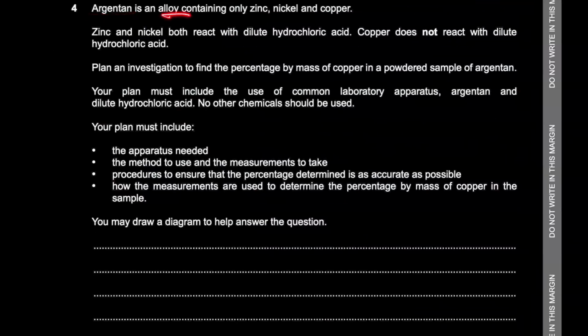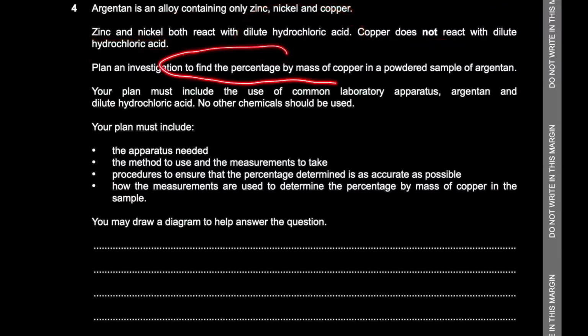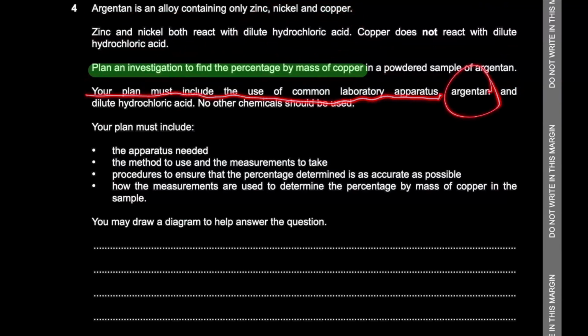Argentan is an alloy containing only zinc, nickel, and copper. Zinc and nickel both react with dilute hydrochloric acid. Copper does not react with dilute hydrochloric acid. Plan an investigation to find the percentage by mass. Okay, so this is the objective of the investigation. Plan an investigation to find the percentage by mass of copper in a powdered sample of argentan. Your plan must include the use of common laboratory apparatus, argentan, and dilute hydrochloric acid. No other chemical should be used.